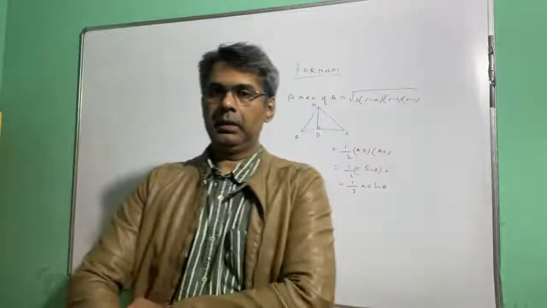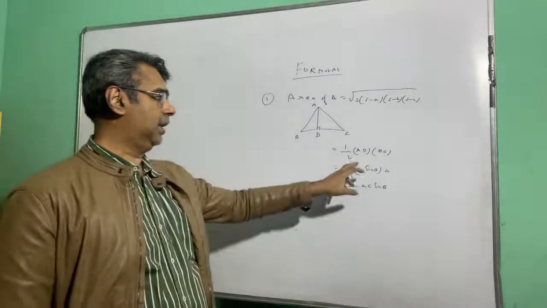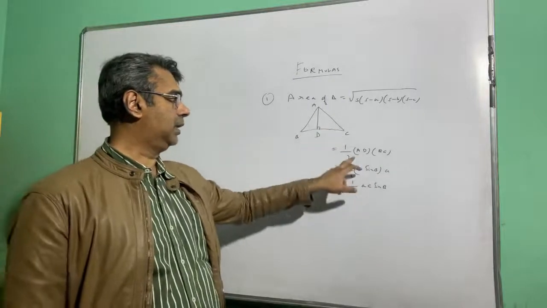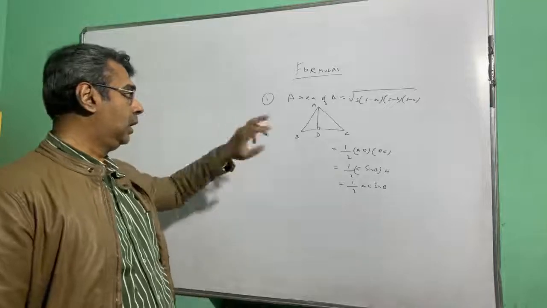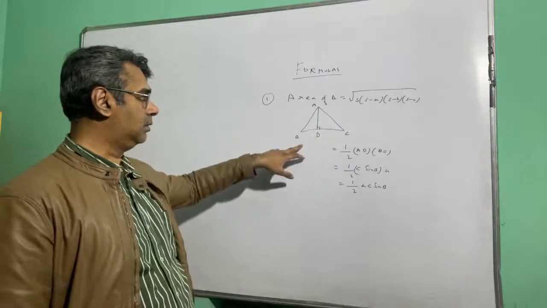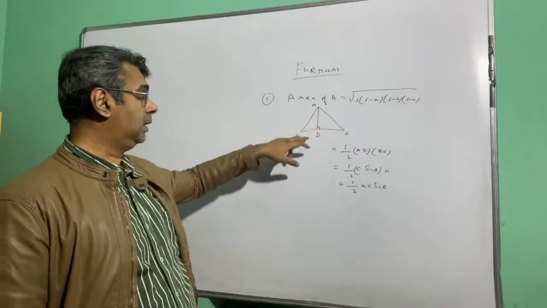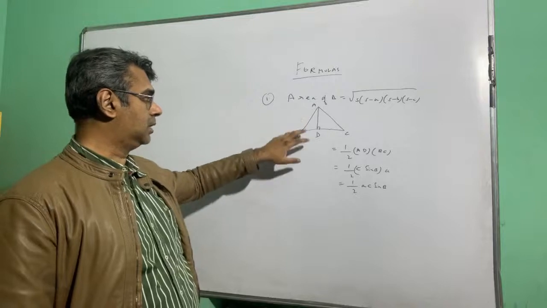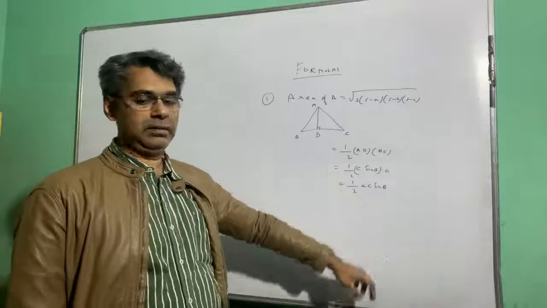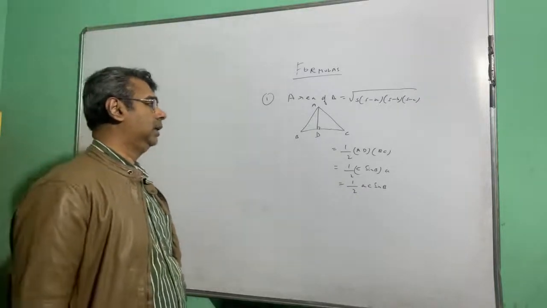But the other famous formula for the area of a triangle is half base into height. So half base is BC, height is AD, so half BC into AD. Now look at this diagram. This is capital A, so this side will be small a. So BC will be small a, and AD will be small c into sine B. So the area of the triangle will be half a c sine B.